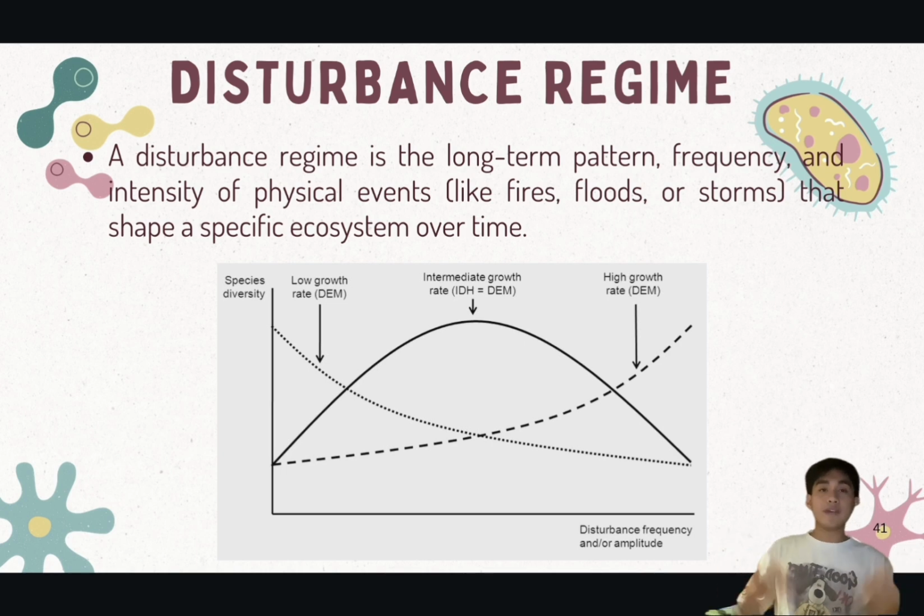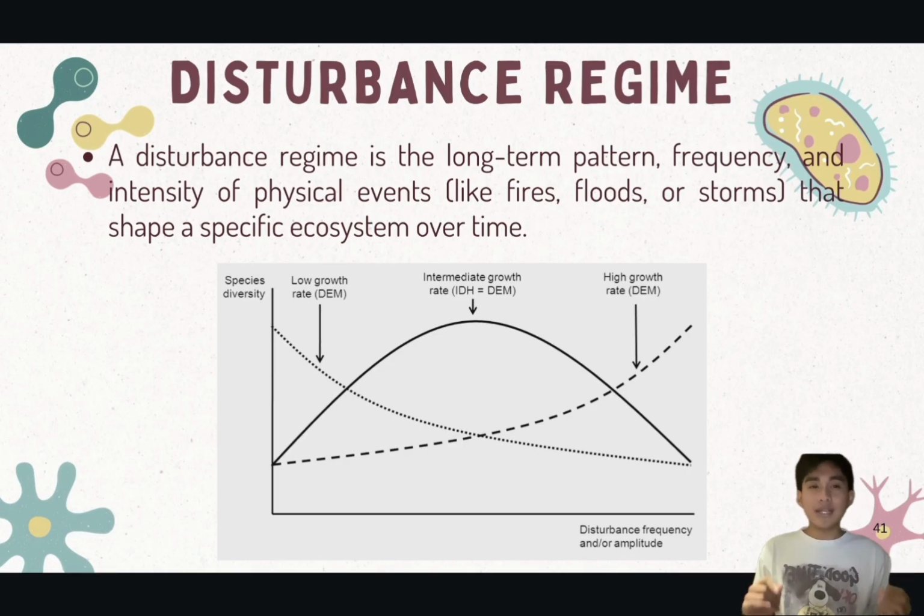Now, we will go to disturbance regime. The disturbance regime is the long-term pattern, frequency, and intensity of physical events like fire, flood, or storms that can shape a specific ecosystem over time. So, ang disturbance regime naman is, siya yung disturbance na hindi lang nangyayari just one time. It is a regular cycle of events like flood or fires. Then, kapag tinignan natin kung gaano siya ka-often nangyayari or gaano siya kalakas, we can predict how an ecosystem will change and which species will be tough enough to stay.